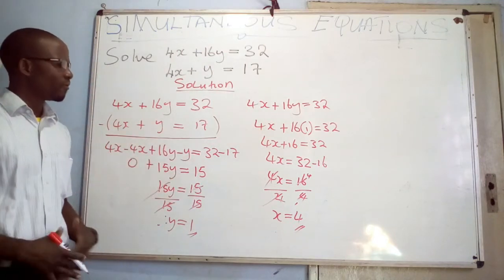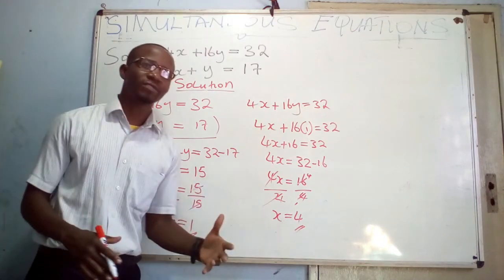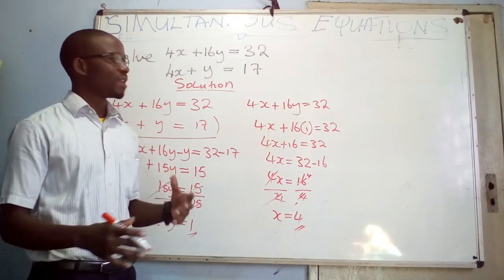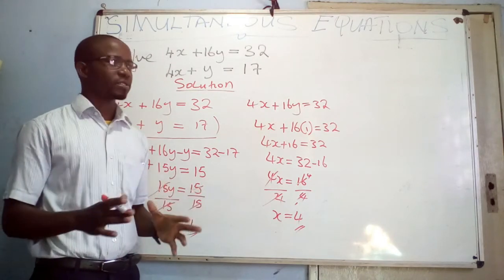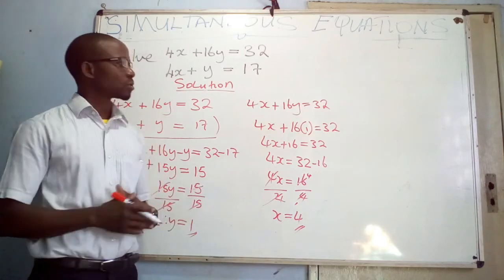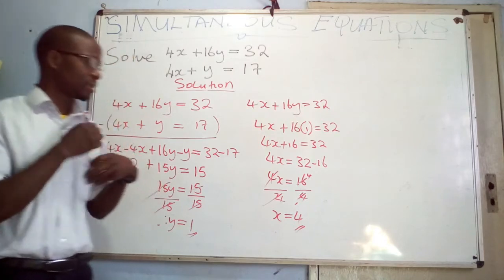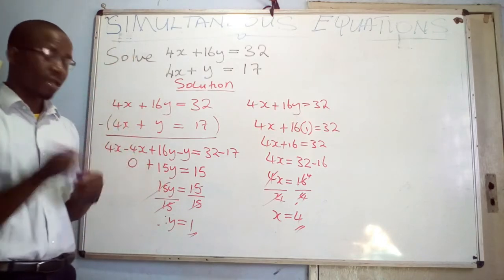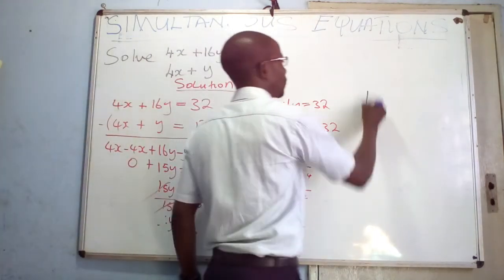But for you to be convinced that these answers are correct, and this indicates the beauty of simultaneous equations, you should be able to conduct a proof. As a mathematician, there must always be a way of convincing you that the answer is actually correct. So we can conduct a proof for us to be convinced that these are the values of x and y respectively. So we say proof.